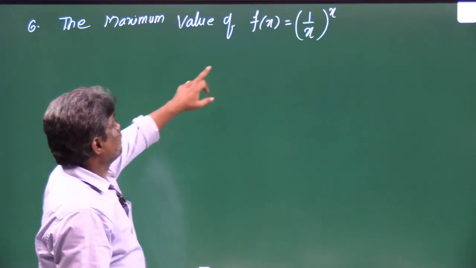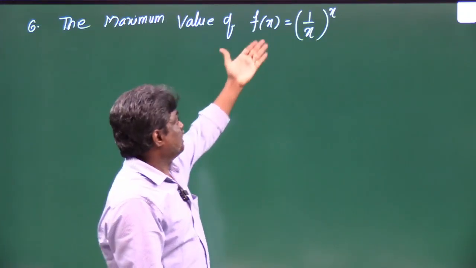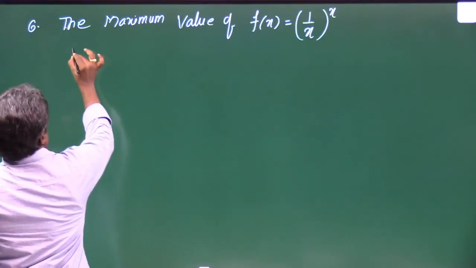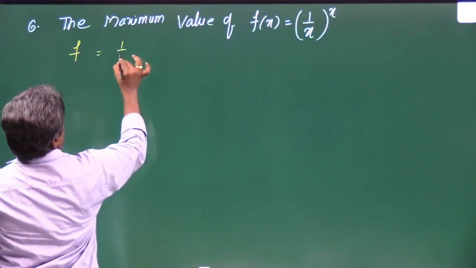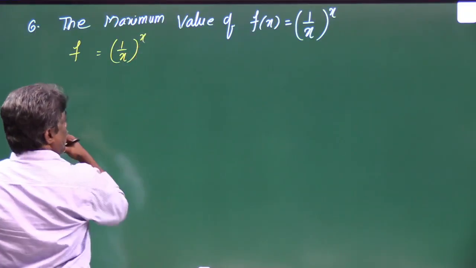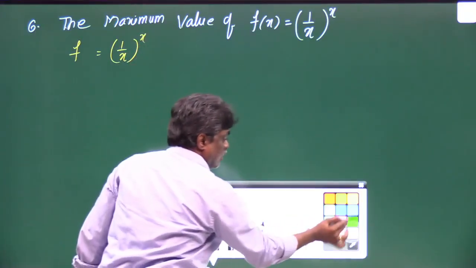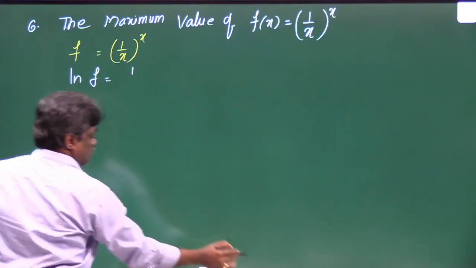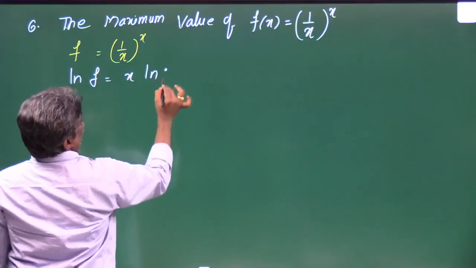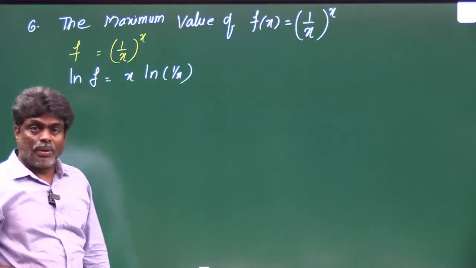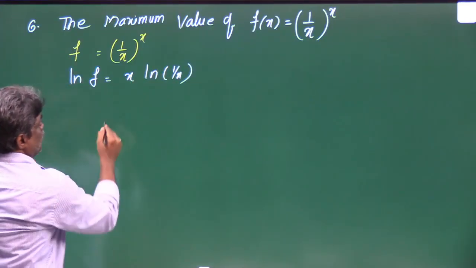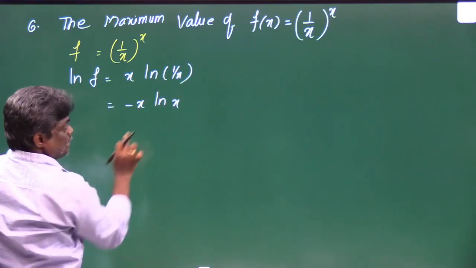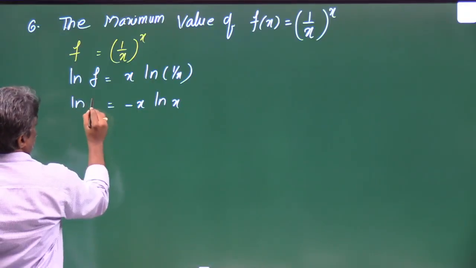Here they are asking the maximum value of the function 1 by x whole power x. Try to do it yourself, and after that please check. Now here my function f is equal to 1 by x whole power x. As usual, the exponent is having a variable. Apply logarithm, log f equal to x log of 1 by x. So you better bring it to the numerator, that's why we can say this is minus x log x. Log 1 by x is nothing but minus log x, and this is log f.